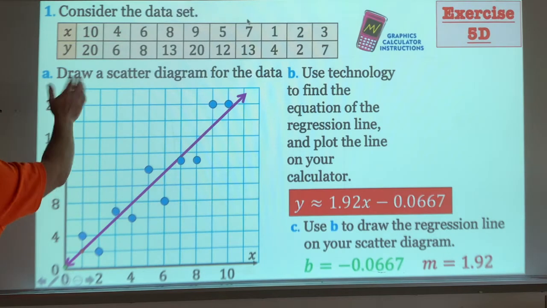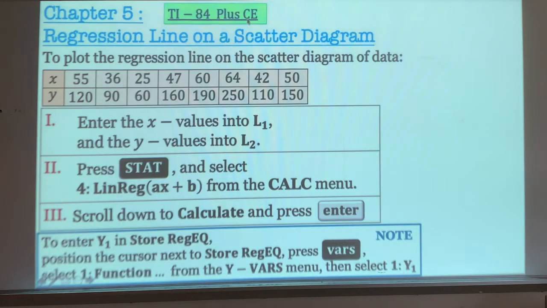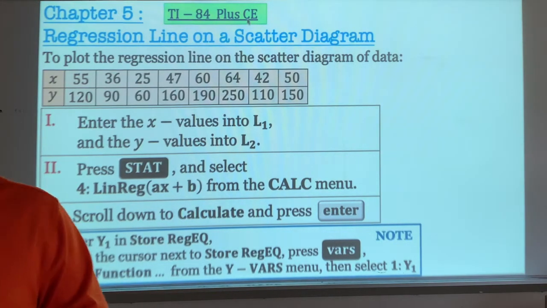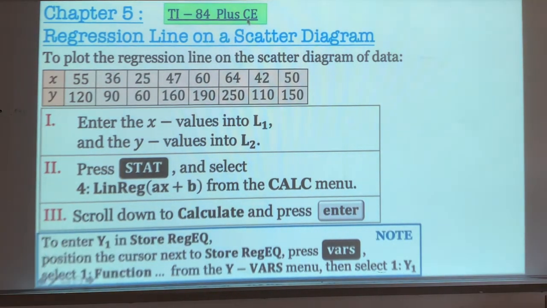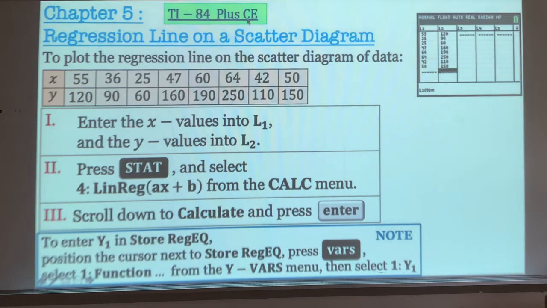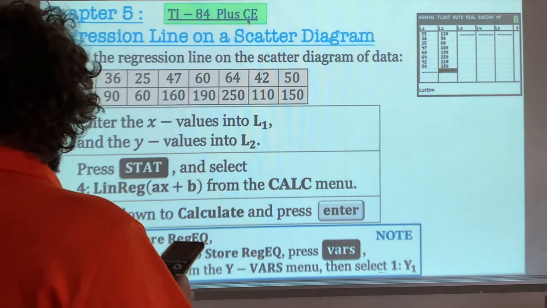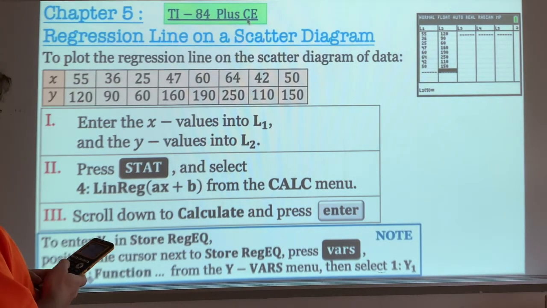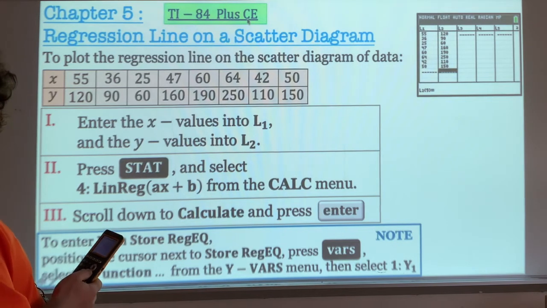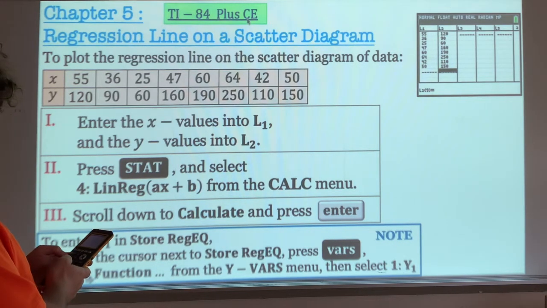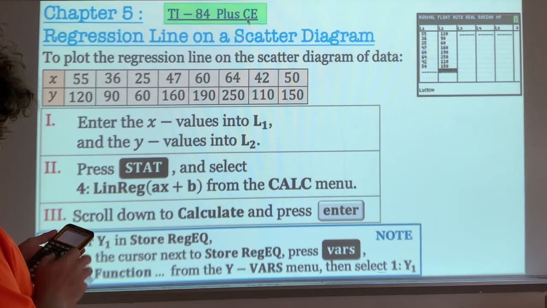Problem number, whatever this is. More calculator work. All right, so now we're going to do a regression line on the scatter diagram. This is a little bit extra, not too much. First thing you're going to do is enter all these values into your calculator. If you want, I'll enter them with you, and we'll practice just typing this in.